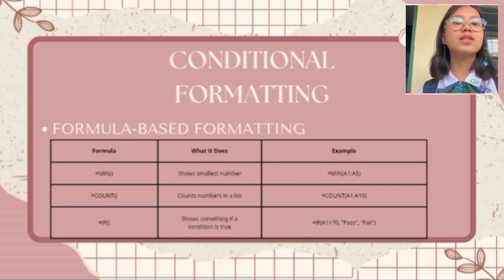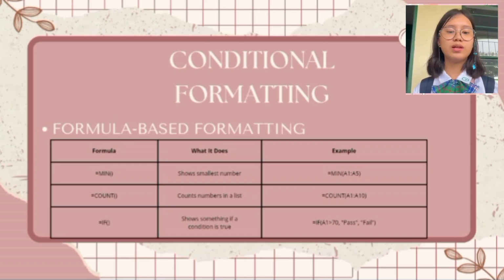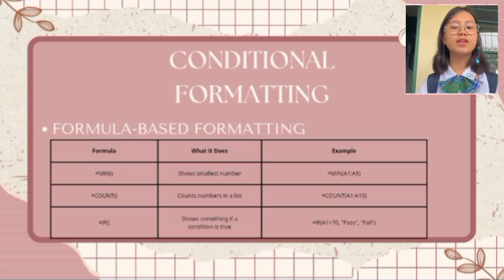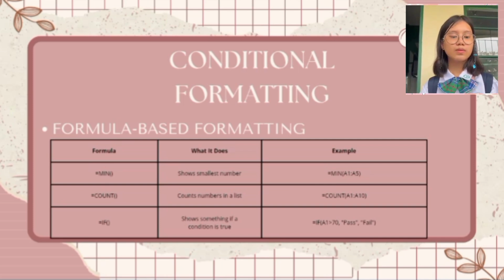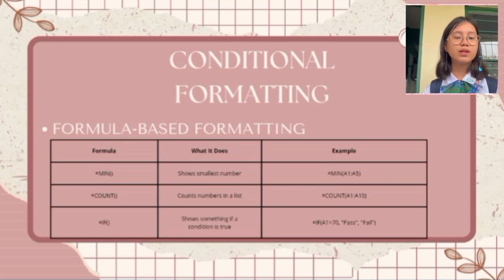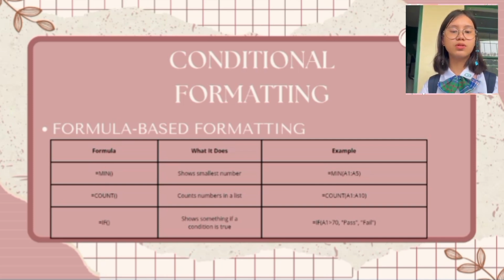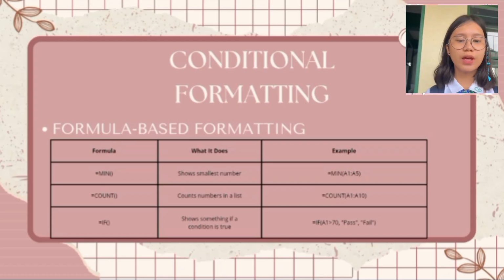The next one is =COUNT, counts the numbers in a list. An example of this is =COUNT(A1:A10). The next one is =IF, shows something if a condition is true. =IF(A1>=70, pass, fail).